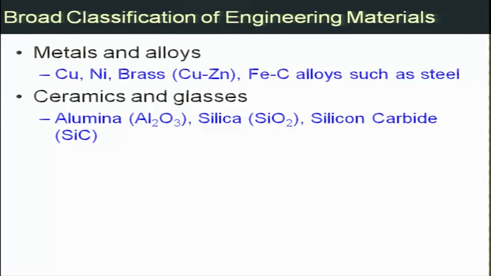The second category of materials is ceramics and glasses. Ceramics examples are, for example, aluminium oxide, silicon carbide, magnesium oxide, titanium oxide. All these oxides, nitrides, carbides basically happen to be ceramics. And they are different from metals because they are much more brittle. But they are very strong. They have high strength, or you can say high modulus, but they are also very brittle. So they cannot absorb shock.